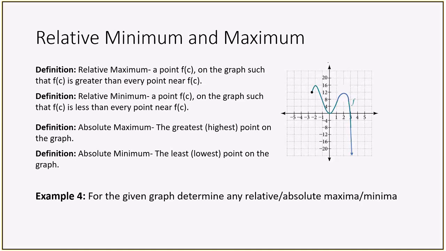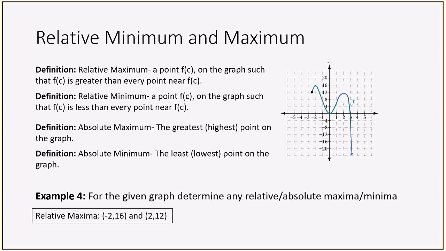So with this graph, we're going to identify any relative or absolute maximum or minimum. So we're going to start with, I believe, relative max. Okay, so I do have the answer in front of me, but let's talk through it. Relative maximum for this graph is at negative 2, 12.